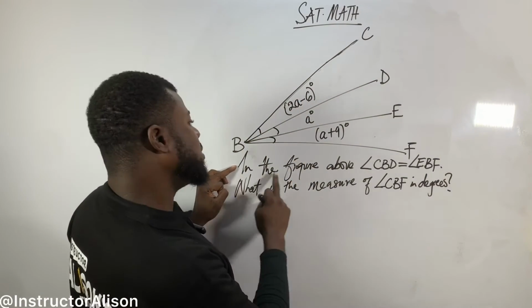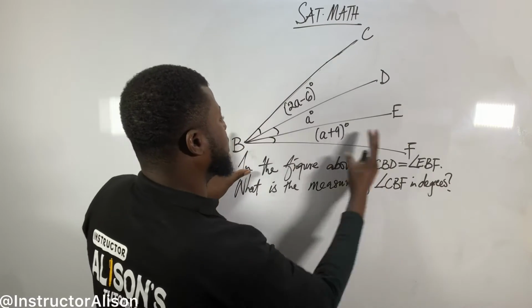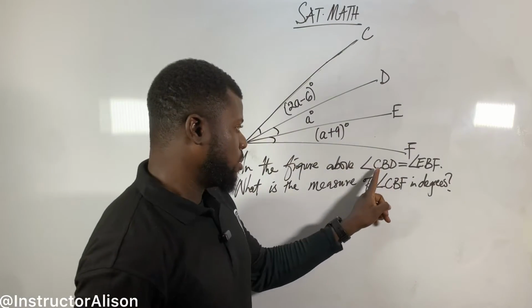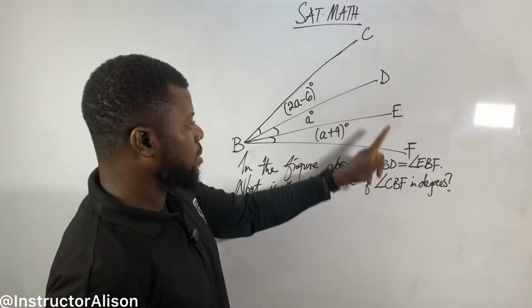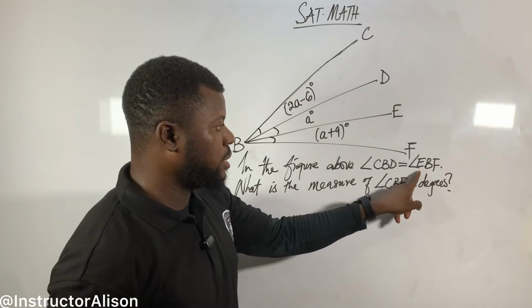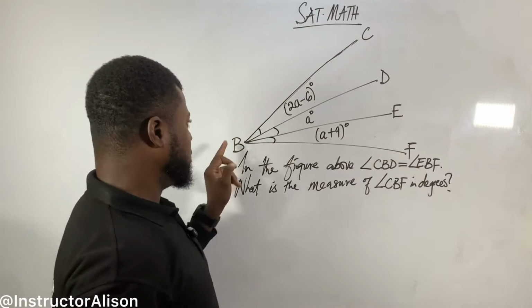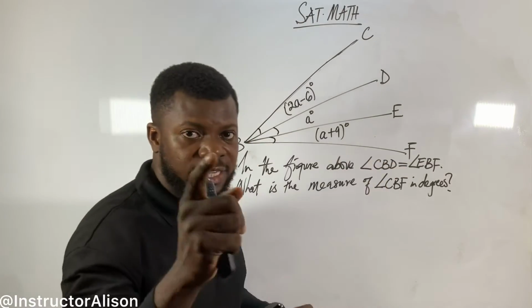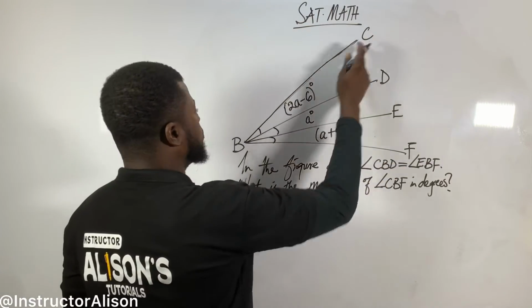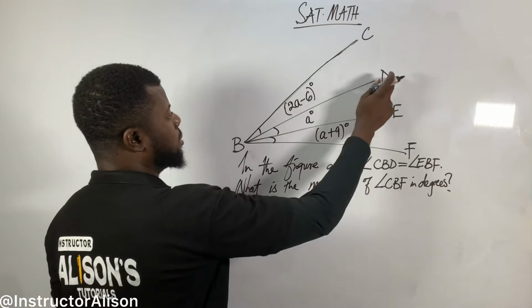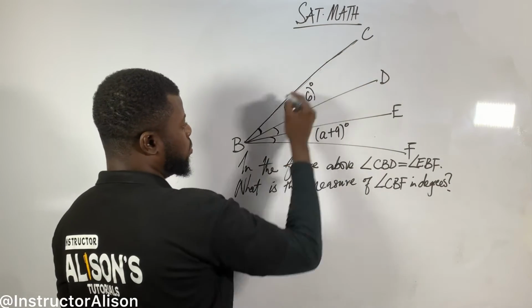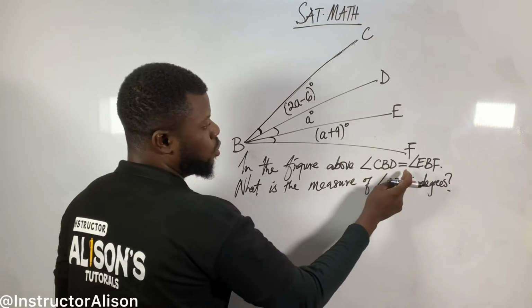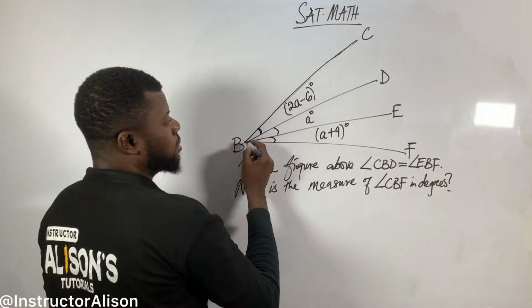Now, they say in the figure above, angle CBD, that is CB, CD, is equal to angle EBF, that is CE, CB, CF. So what they are trying to tell you is that angle CBD, maybe this particular angle you see here, is equal to this angle you see like this.